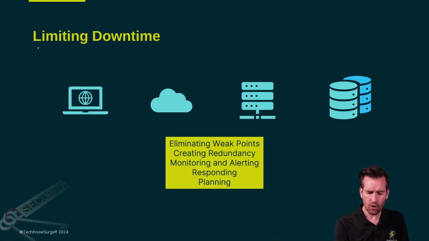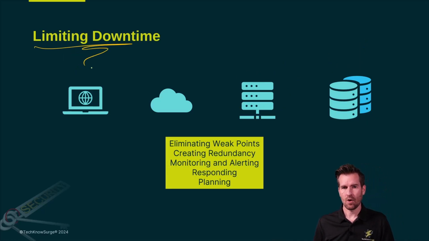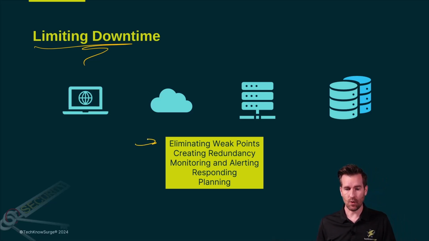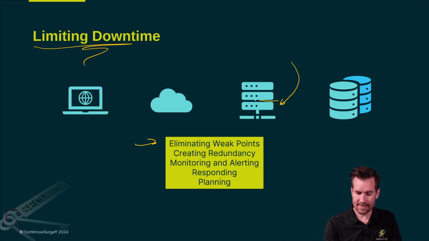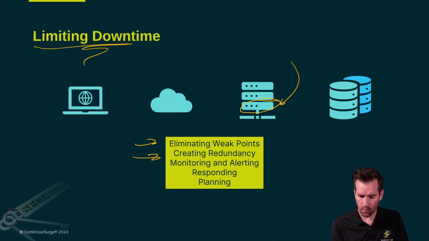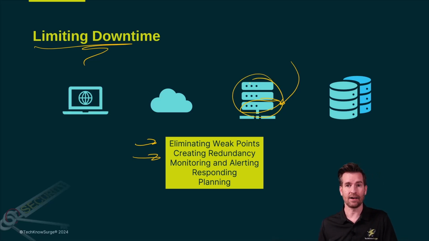So really, how do we limit downtime? What's the big picture here? Well, one is we need to eliminate weak points. An example of a weak point is a single server, because things go offline. And so how are we going to compensate for that? Well, one way is to create redundancy on our network.